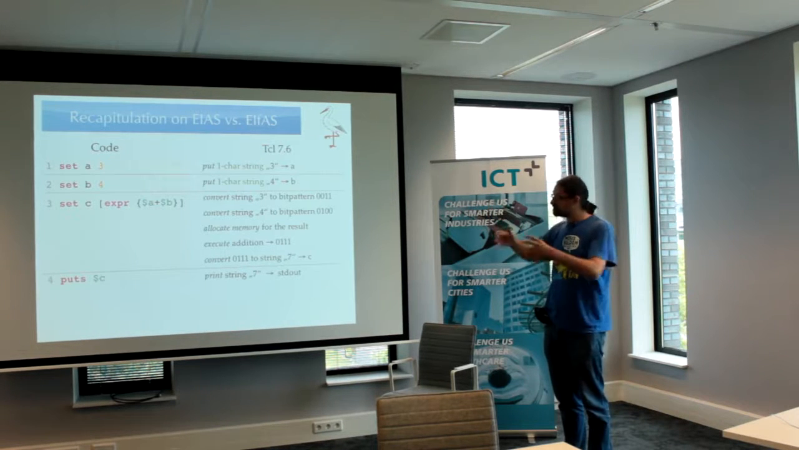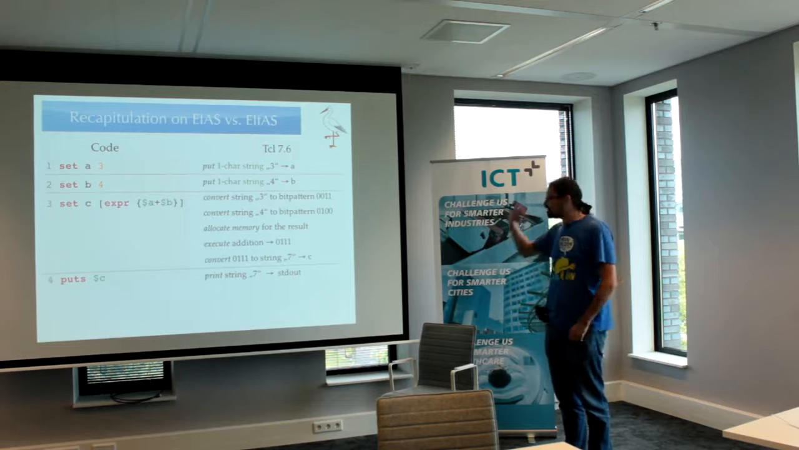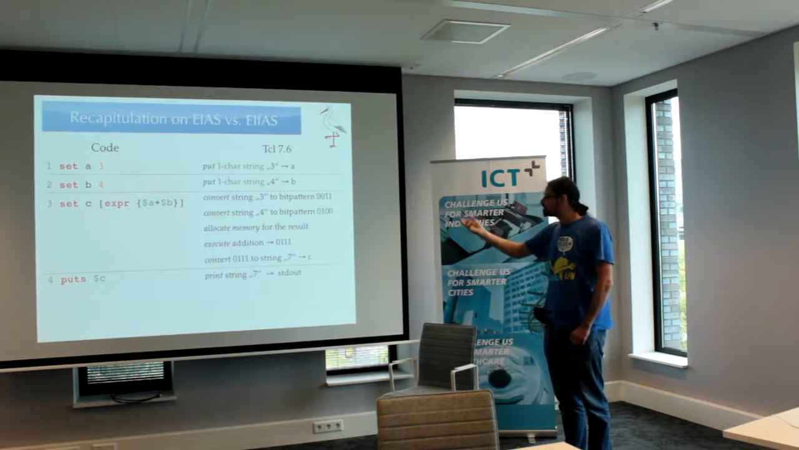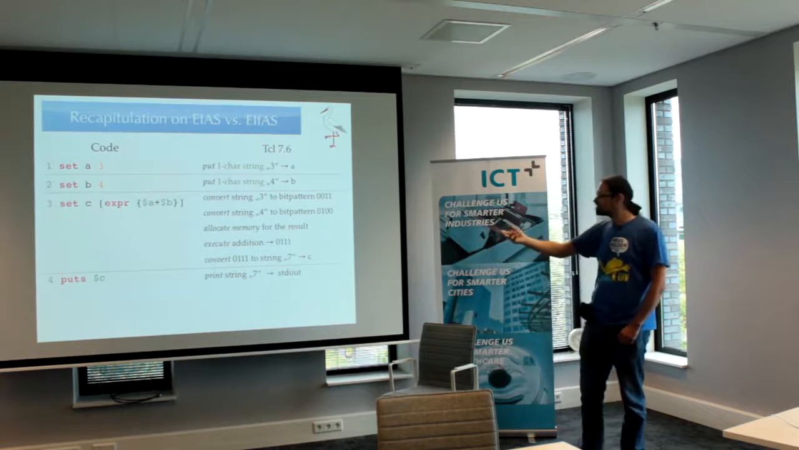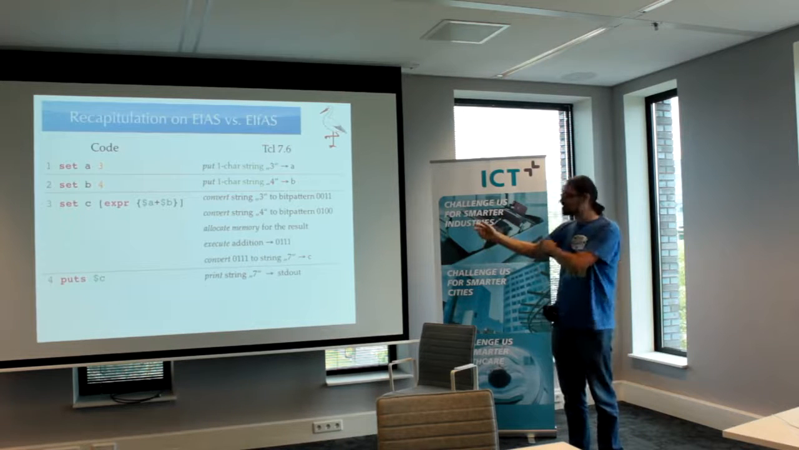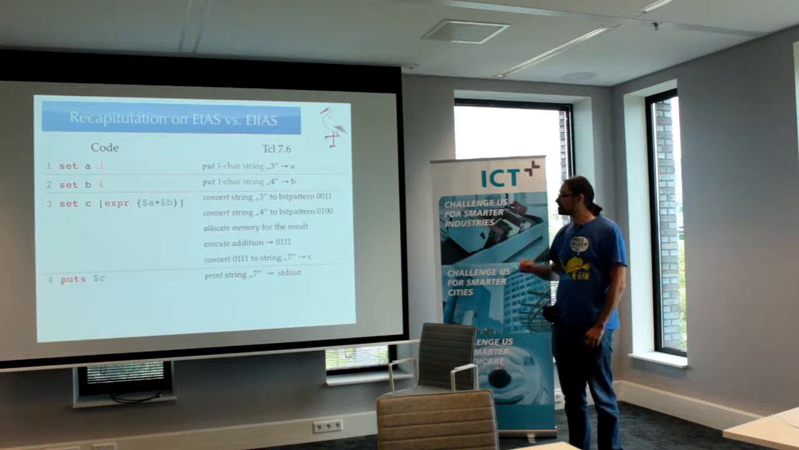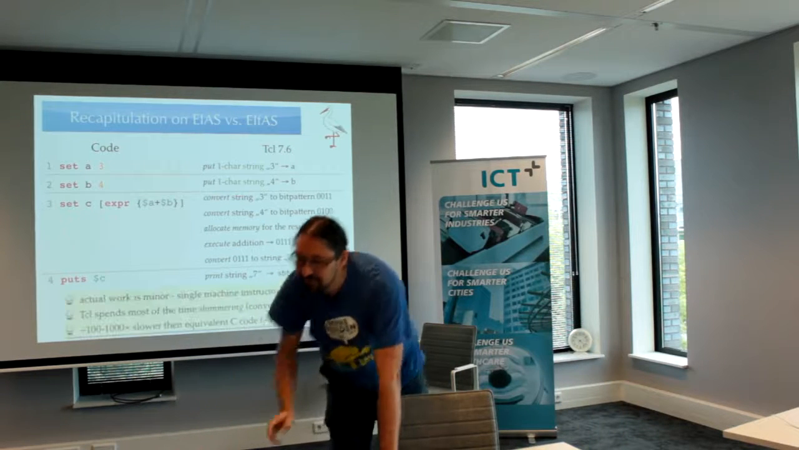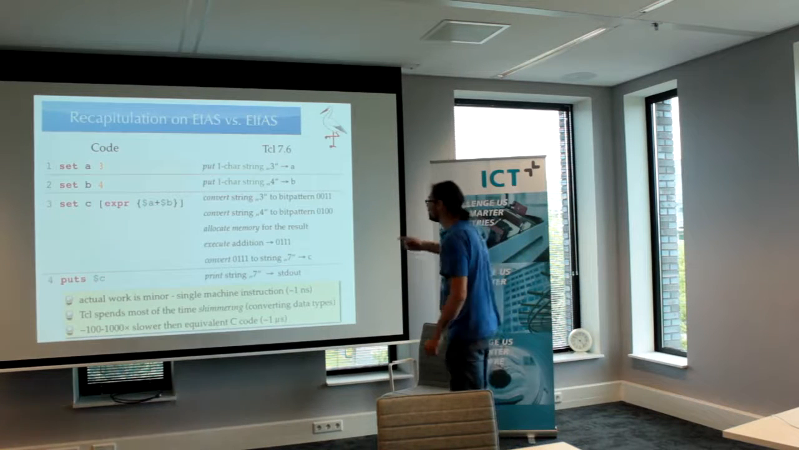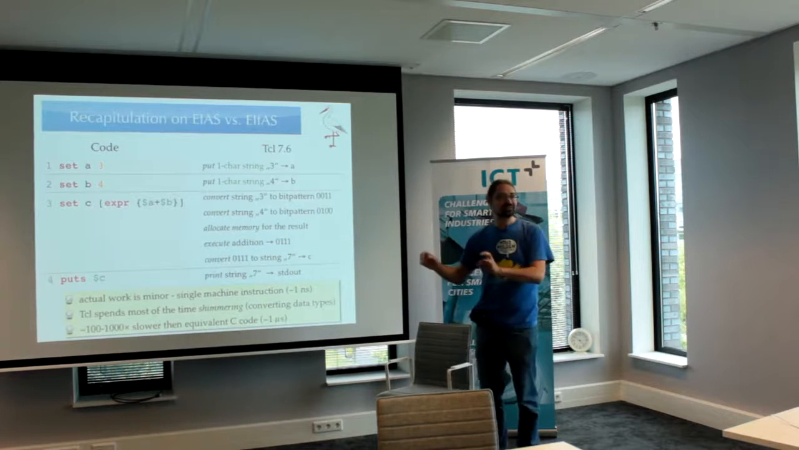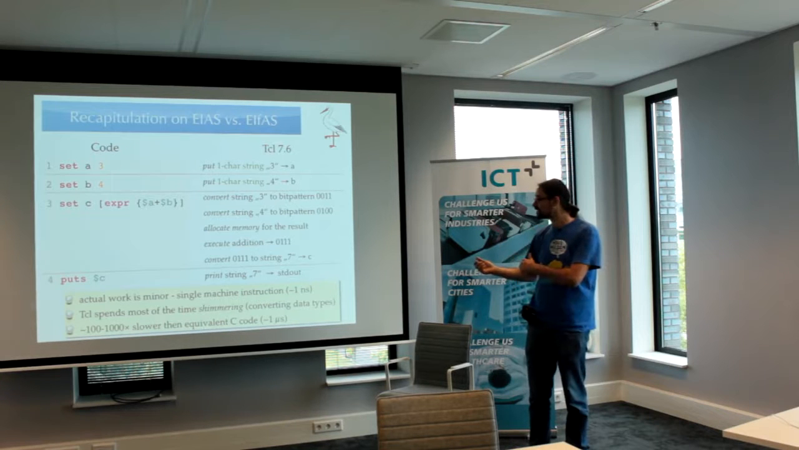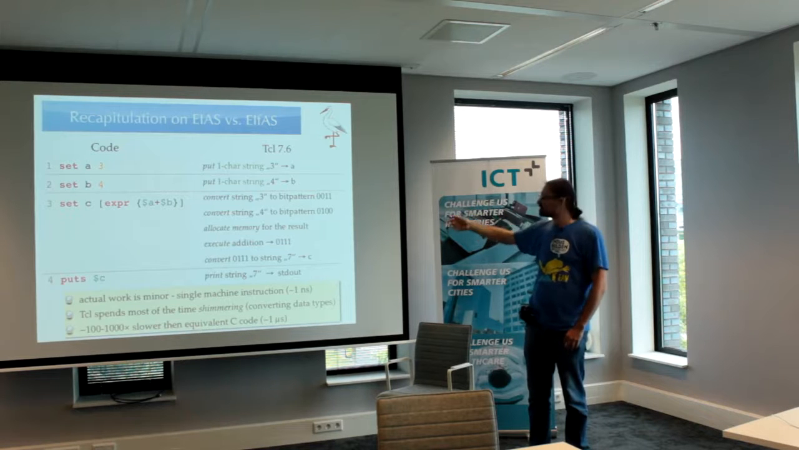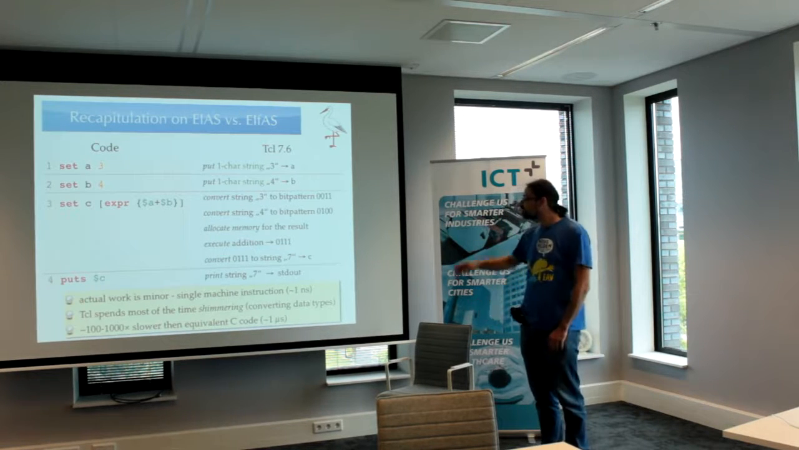Then it gets some memory to store the result in. Then it performs the addition. This is a single machine instruction in the end, which gives a binary 7. Then it converts the binary 7 to the decimal string 7 and stores it into variable c. And finally, if you write it to the terminal, you print that string to the terminal. So you see that the actual work is only that one line, executing a binary addition that runs in a single machine instruction in 1 nanosecond. But most of the time, Tcl is very busy converting decimal strings to binary and vice versa. And all of that adds up.